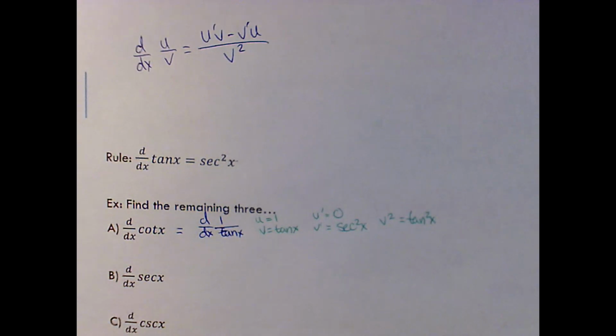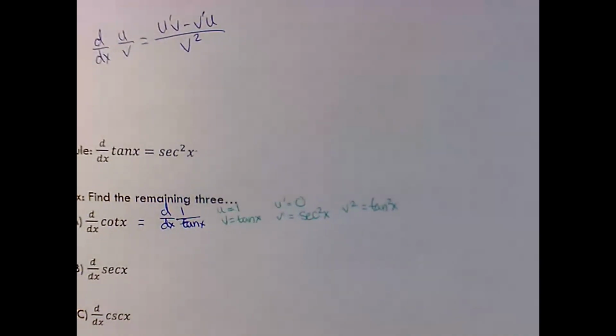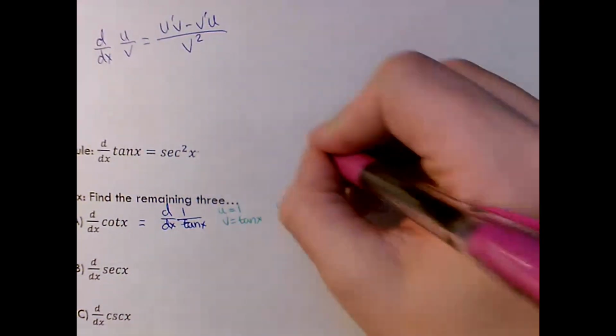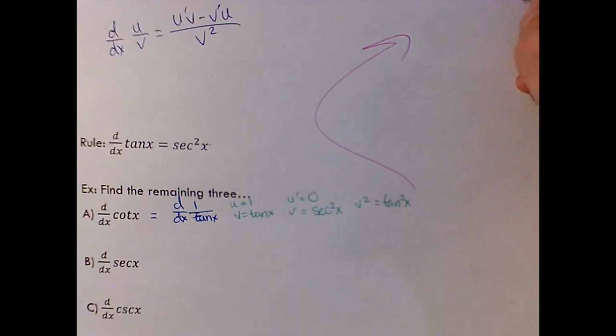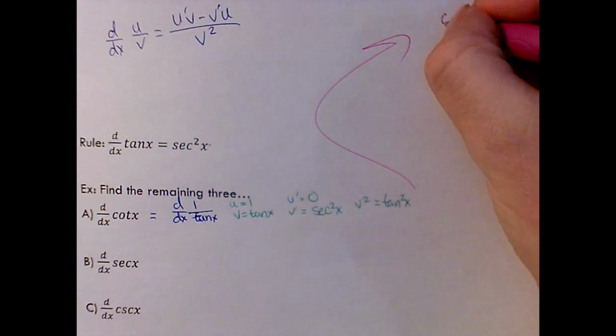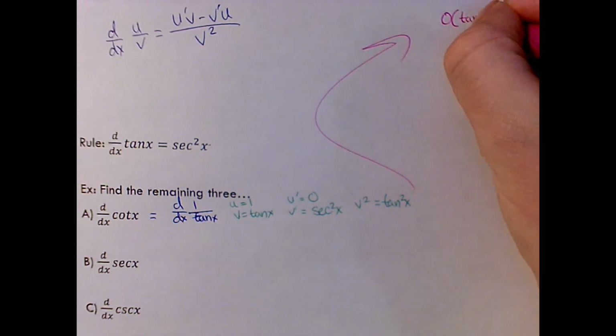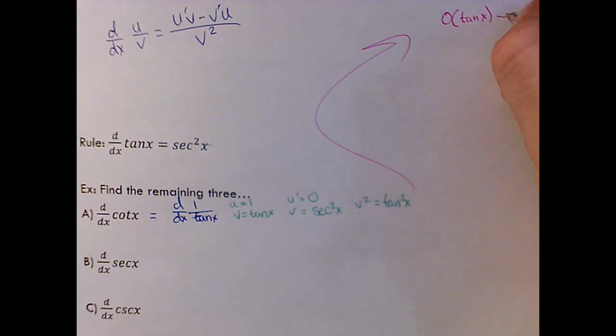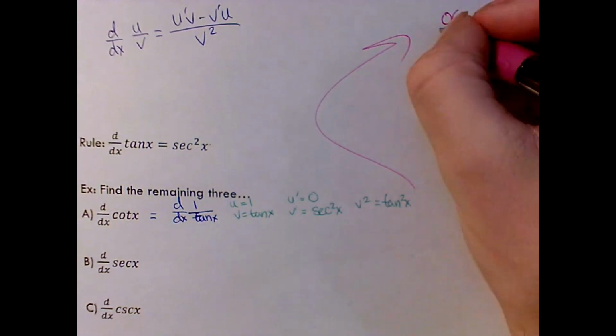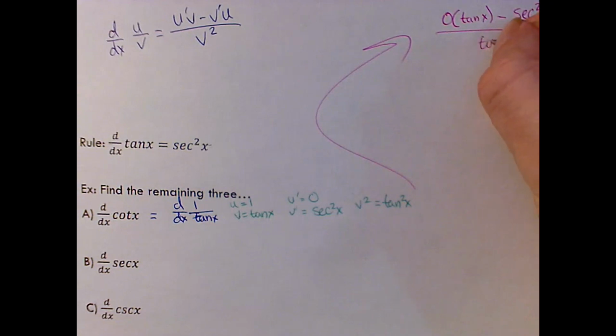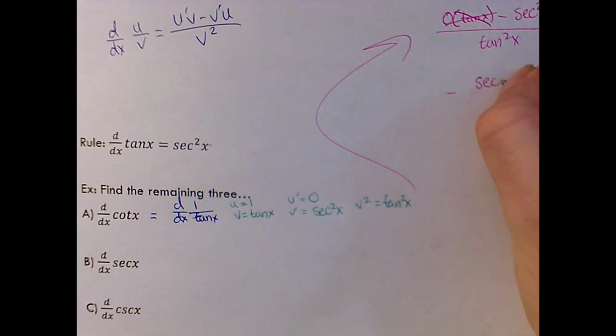All right, so putting it all together, I have u prime v, which is going to be 0 times tangent x, minus v prime, which is secant squared x, times u, which is 1, all over v squared, which is tangent squared x. So that cancels out, and I'm left with negative secant squared x over tangent squared x.